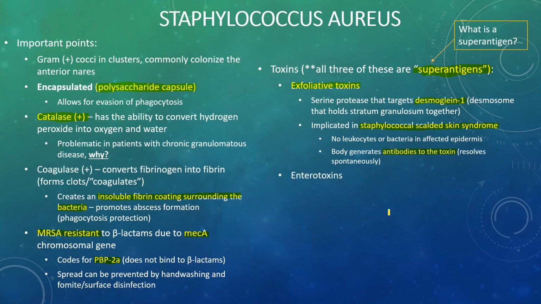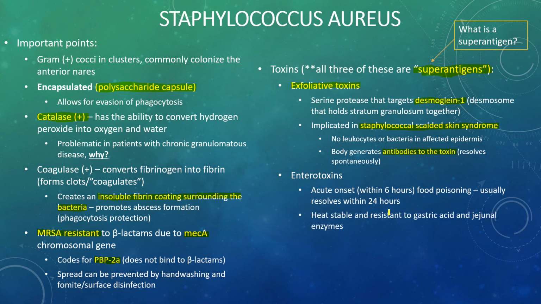Alright? Now we have enterotoxins. So enterotoxins are an acute onset food poisoning that occurs within 6 hours of eating the food, and we'll talk about that shortly as well, and usually resolves pretty rapidly also. A key feature of this enterotoxin, though, is that it's very heat stable. It can survive cooking, and it also can survive the gastric acid and jejunal enzymes and can cause major problems.